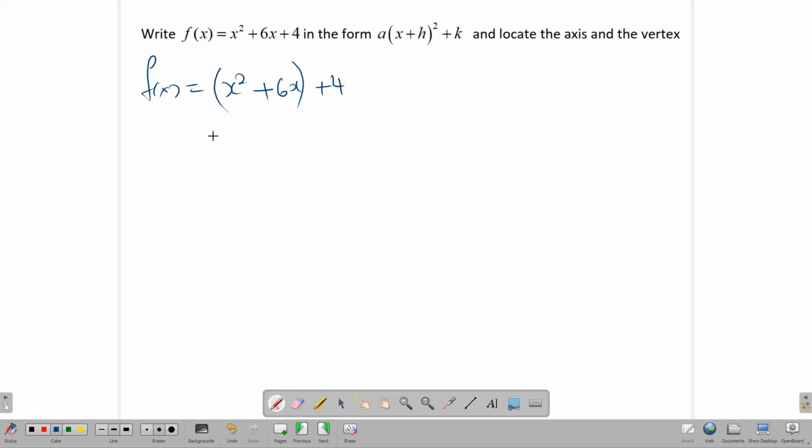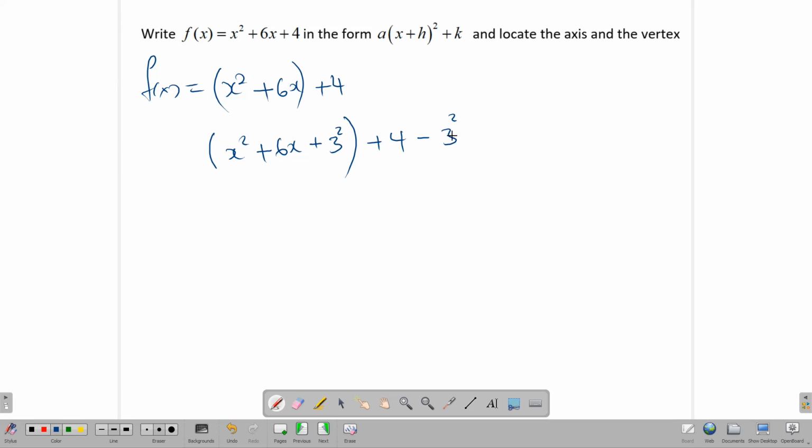So the next step would be to find half of this. So we're going to write down these first, x squared plus 6x. We're going to find half of this. Half of 6 is 3. So we're going to square 3 and add it to the bracket. And then we have our 4 here. We're going to square that 3 and minus it from the outside. So we square it, we add it to the bracket, and then we also subtract it.